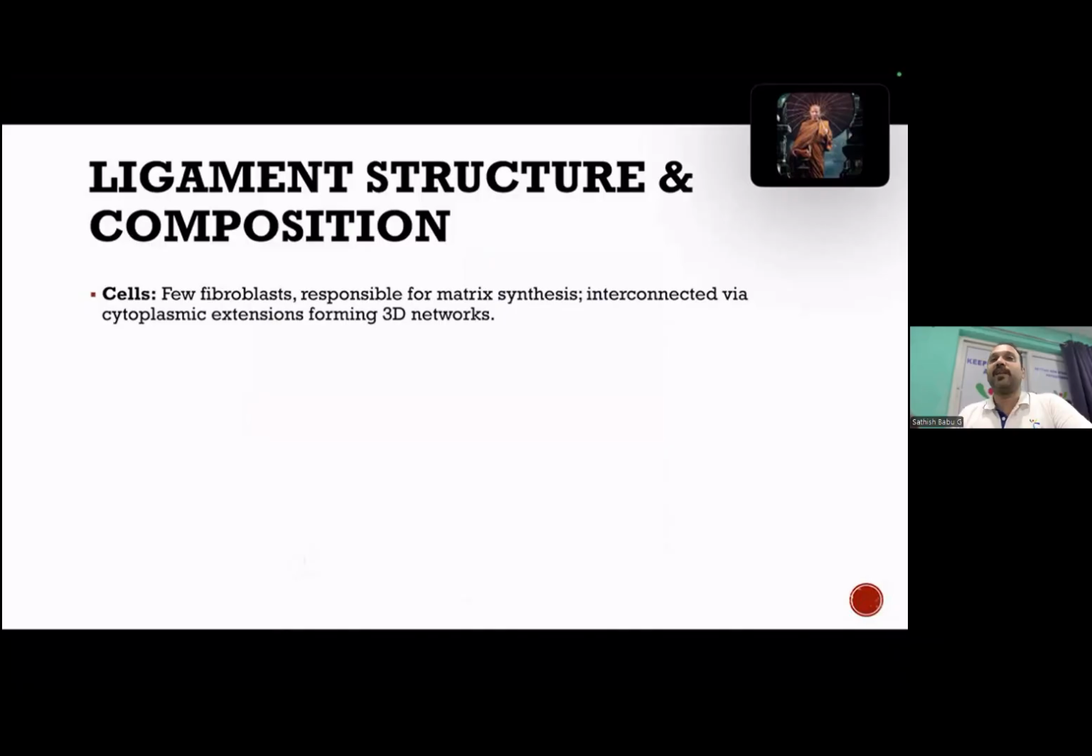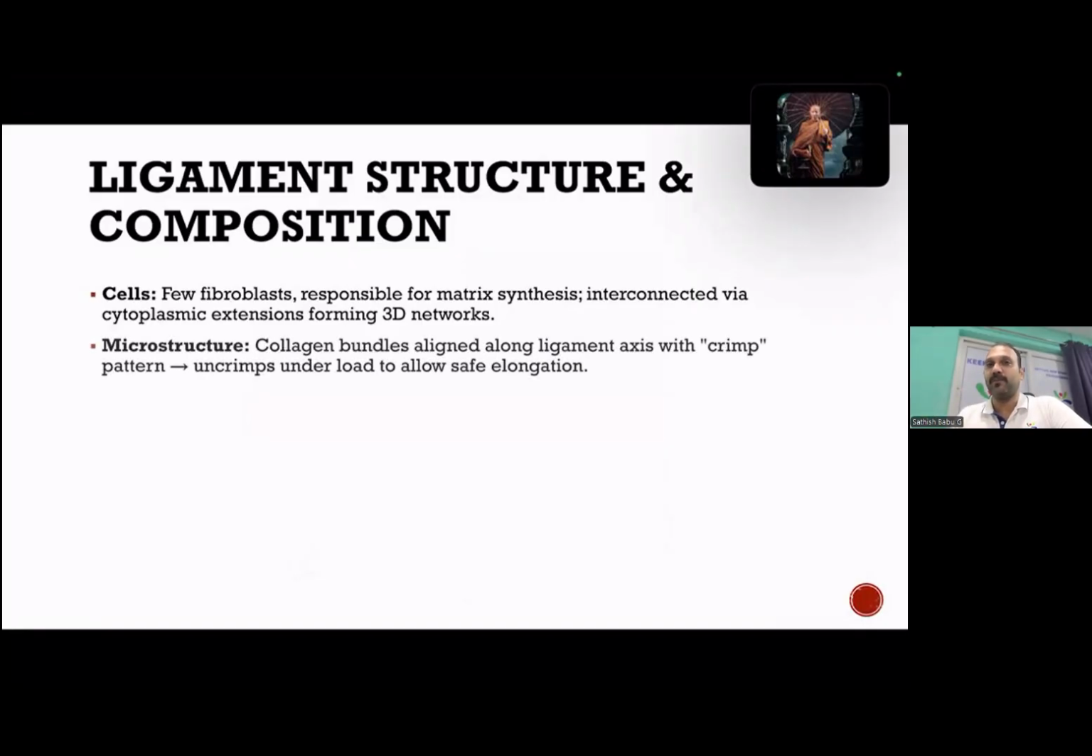Primarily, there are a few fibroblasts as the cells responsible for matrix synthesis, interconnected via cytoplasmic extensions, forming a 3D network. So the cells are there. The fibroblast of the ligament is important for matrix synthesis, and the primary structure is mostly protein, collagen, along with elastin also. The collagen fibrils align along the ligament axis with a crimp pattern.